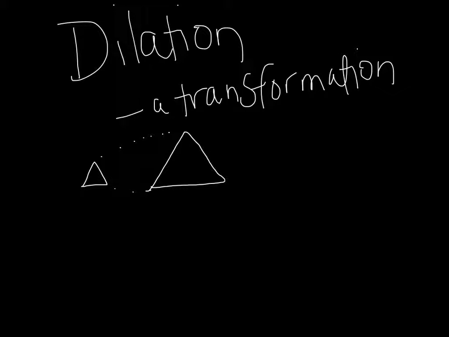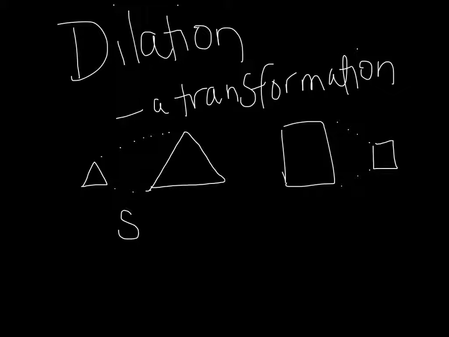Or we might take, let's say we have a big square here, and shrink it down to a small square. So the idea behind a dilation is that we are changing the size of the shape, but we are keeping it similar. So when I am looking at a shape on a coordinate plane and I'm performing a dilation, I've got basic rules here.